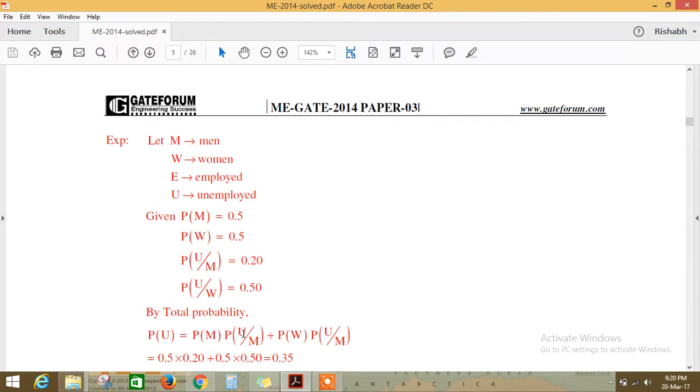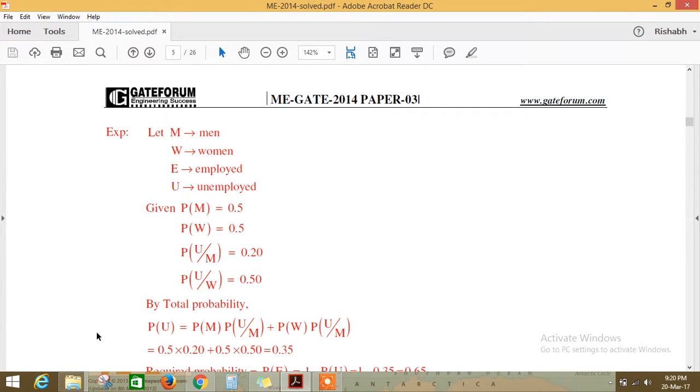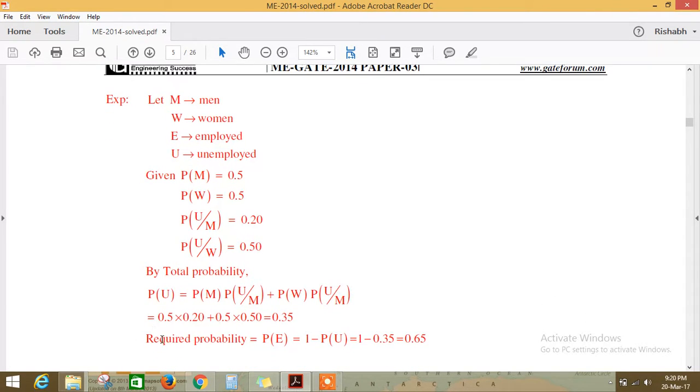into probability of unemployed men plus probability of women into probability of unemployed. This is actually woman. Here a mistake is there. This is actually woman. Okay. So by substituting the value, you will easily get 0.35. So the required probability is 1 minus the probability of the unemployed person, which is 0.65.